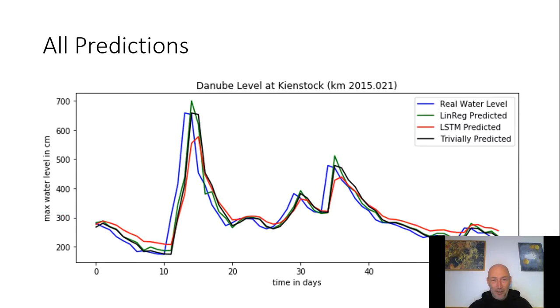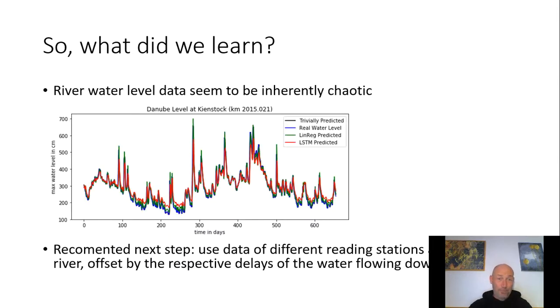You see the linear regression forecast overshoots a little bit. The LSTM stays below the real values, and actually the trivial prediction is better than the other two. River water level data seem to be inherently chaotic. So just trying to learn patterns doesn't seem to be very useful here, at least from this study. What I can do, of course, is use data of different reading stations upstream and actually make a physically relevant model that takes a river as a graph and so on. But that's for the next project.